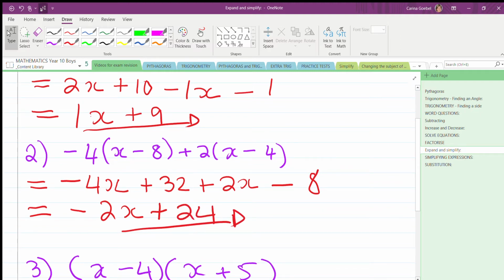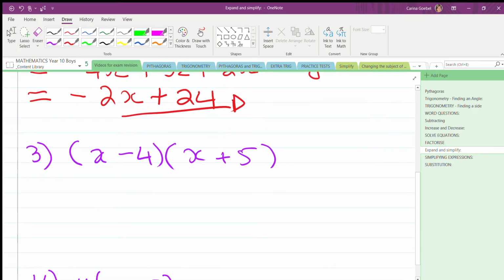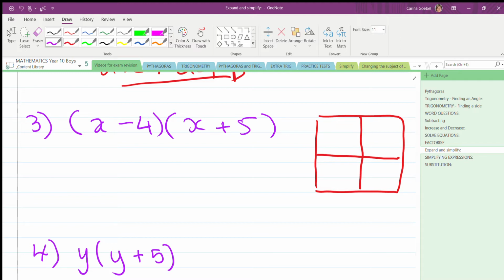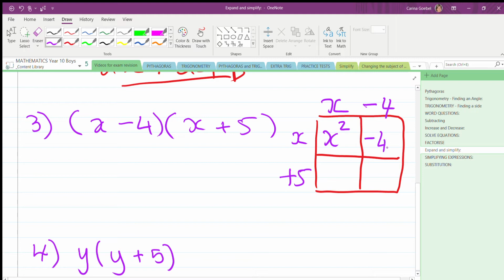Right, let's look at when we have double brackets. Okay, now I've done this method for you before. You don't have to use this, but it just really helps to make sure that you don't lose track of what you're doing. So I like using these little multiplication grids. Okay, x times x gives you x squared. Let's do things properly so we don't make silly mistakes. Minus 4 times x gives me minus 4x.